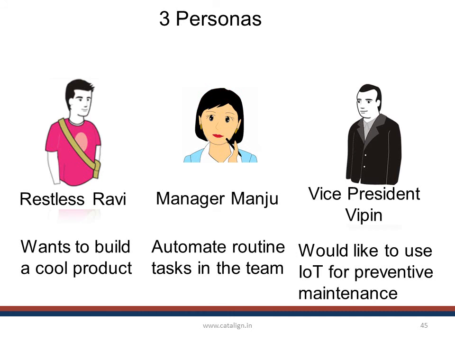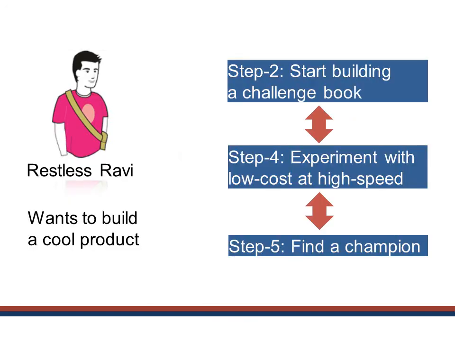One is Restless Ravi, a young boy who wants to build a cool product. Second is Manager Manju. She wants to automate routine tasks in the team. And third is Vice President Vipin, who would like to use Internet of Things for preventive maintenance. What can Restless Ravi do? He can start with step 2 by building a challenge book. What are the kind of challenges around which he wants to build his product? And how would he know?